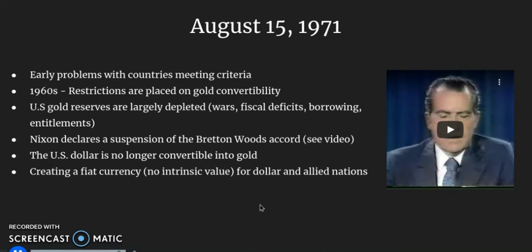There were some issues early on. Many of the countries were failing to meet some of the criteria of the agreement. The U.S. began spending and borrowing at a rate that was really unprecedented, and member countries started to doubt the value of the dollar. They started to request physical gold over U.S. notes, and this over time depleted the U.S. supply of gold.